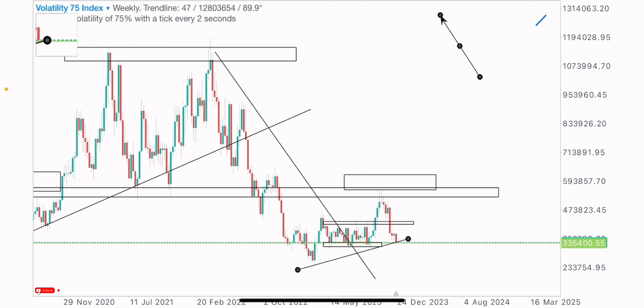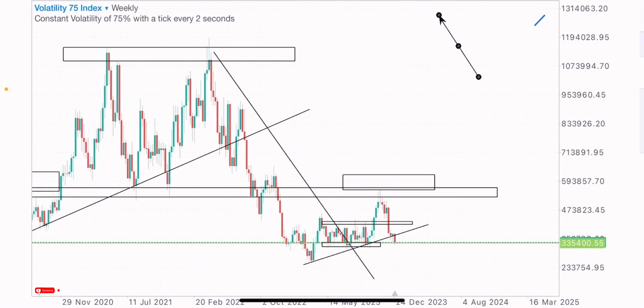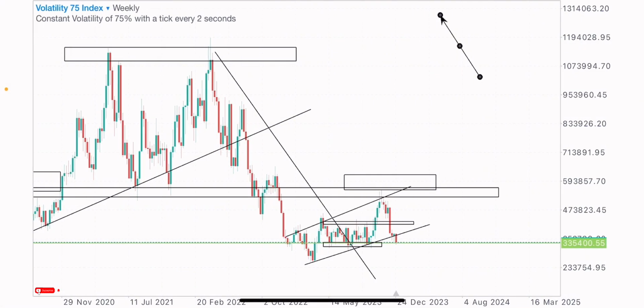on the Volatility 75 index. And we had this uptrend, which we can say there was a break of trend. Basically, there was a break of this uptrend at this point.